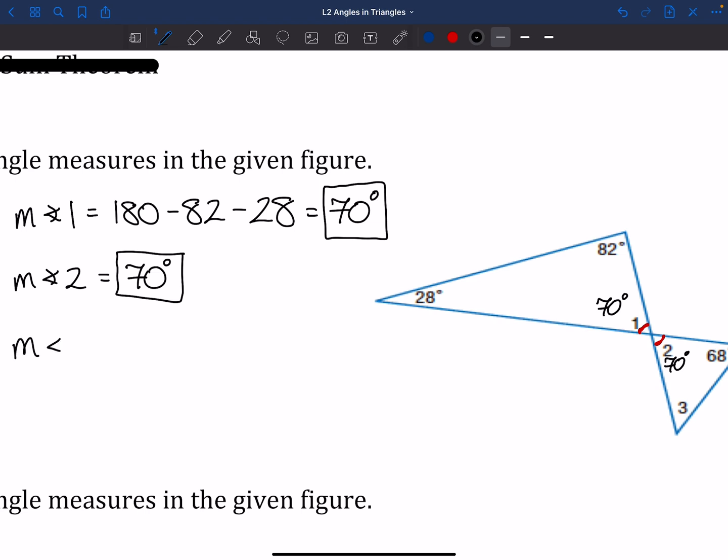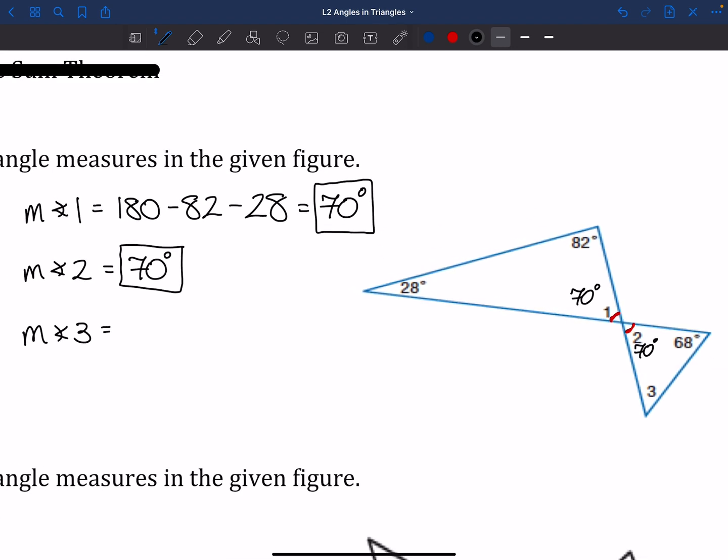Last but not least, we're trying to find the measure of angle 3 over there on the side. Let me zoom in a teeny tiny bit. When we're trying to get angle 3, we can now do that, because we know 2 of the other angles in this rightmost triangle. Same thing as number 1. I'm going to start with 180, and I've already used up 70 degrees for angle 2, and I already have 68 more degrees from that other given angle. If I subtract all those out, I'm going to find that angle 3 is 42 degrees.